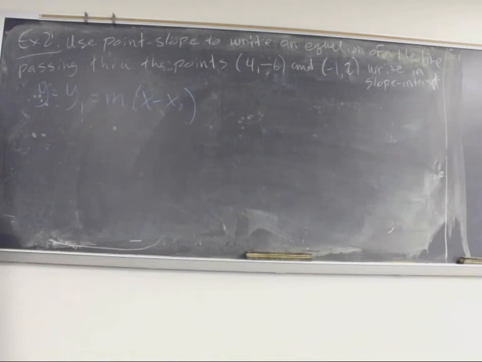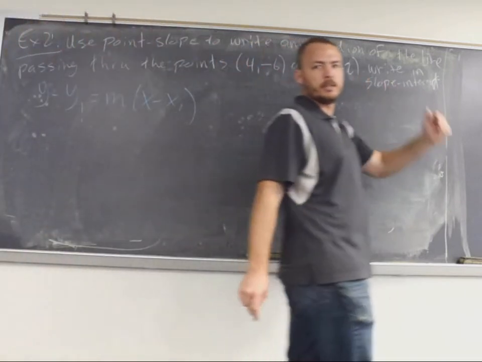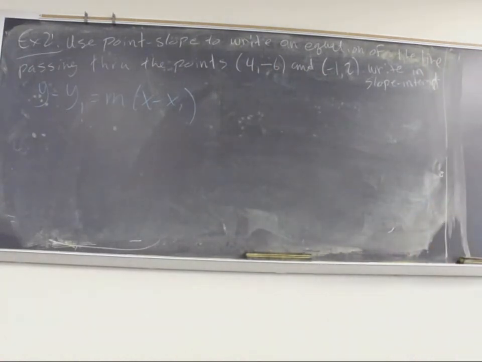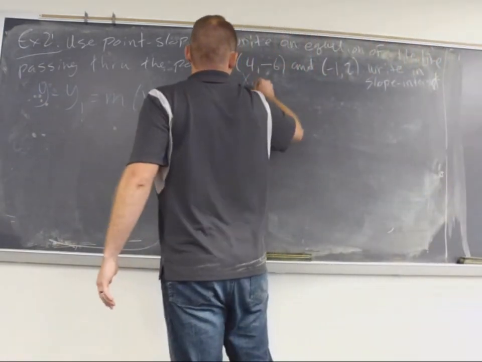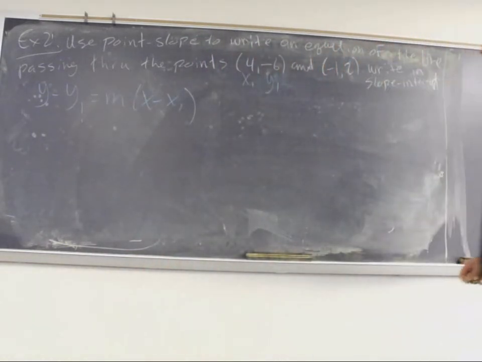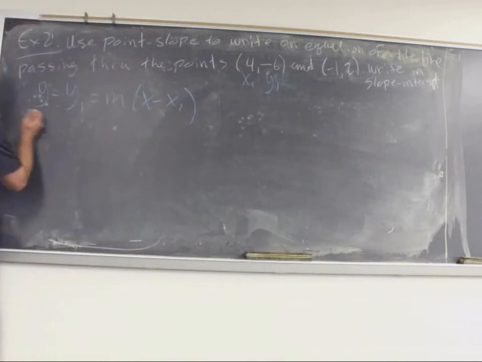Run into a problem here because I have 2 points. So which one of these do I label x1 and which one y1? Well, it doesn't matter here actually. So just pick whichever one you want and label it x1, y1. All right. So we can plug those in. Let's go ahead and do that. And you're going to see we're going to run into another problem. Some of you may see it already.